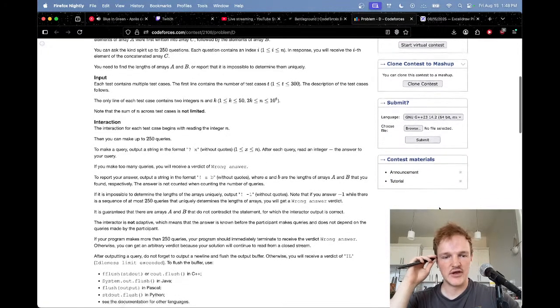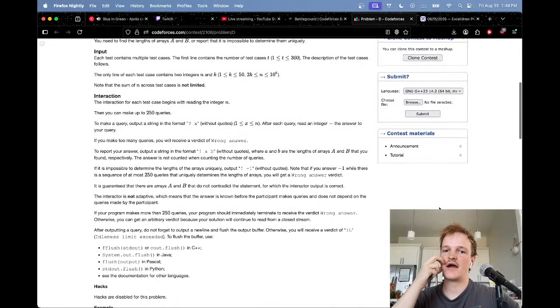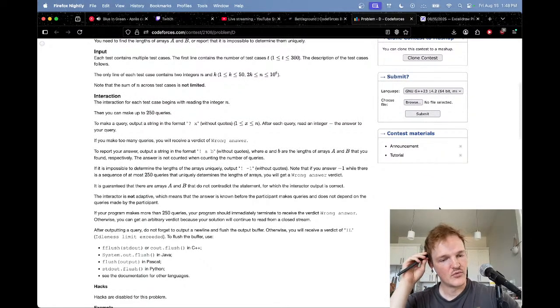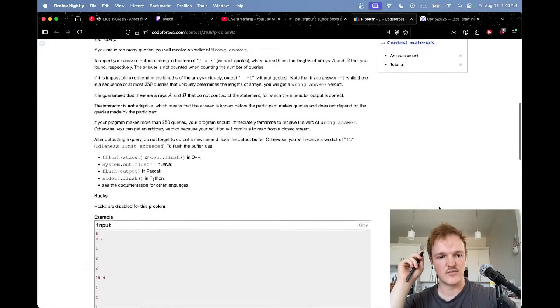To make a query, do a question mark with an X. To report your answer, output a string exclamation point A, B. If it is impossible to determine the lengths, output exclamation point -1. Note that if you answer -1 while there is a sequence of at most 250 queries that uniquely determines the lengths of arrays, you will get a wrong answer verdict. Yeah, that seems fine. The interactor is not adaptive, which means the answer is known before the participant makes queries and does not depend on the queries to be made by this participant.